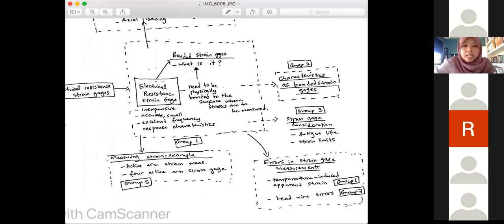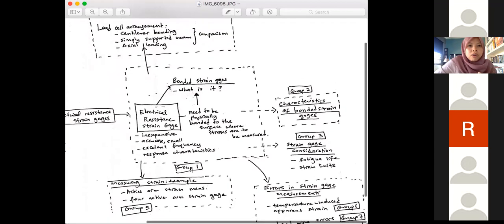Okay, group number 3 will discuss about the strain gauge consideration, which is there are 2 strain gauge considerations, which is fatigue life and also strain limits. So you kena cuba fahamkan, buat discussion among yourself, try to understand what is fatigue life and what is strain limits, and then you will present to the class. Okay, that will be group number 3.